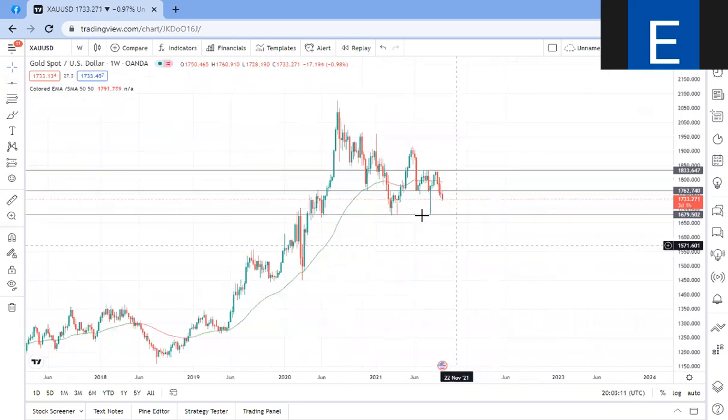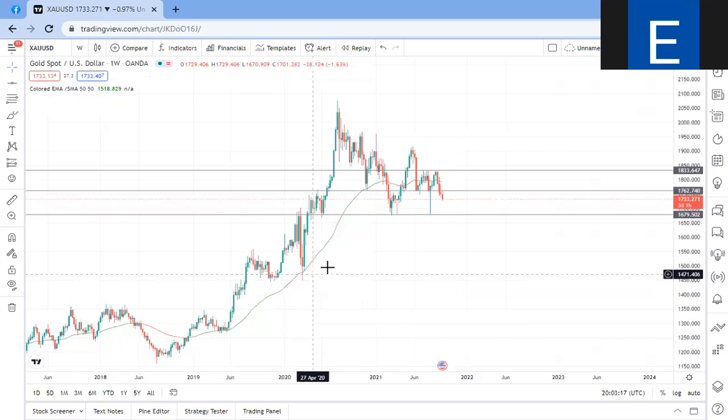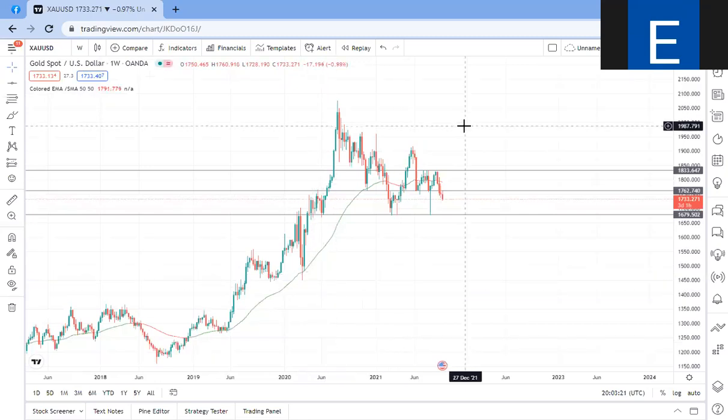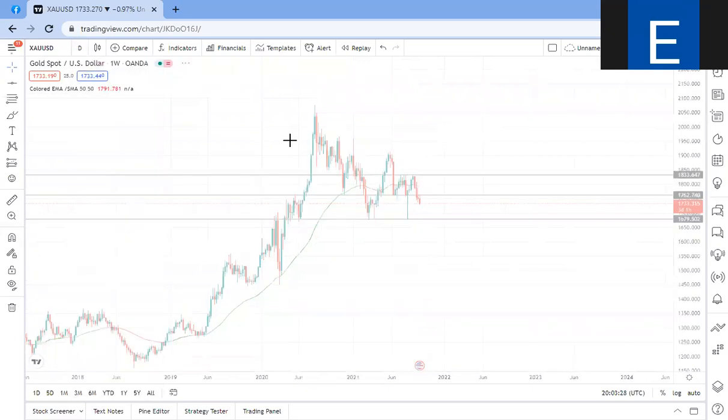So these are the closest horizontal levels to the current price. I could mark up all these levels at the bottom and at the top, but price is not close to those levels, so they are not that important for now. So let's go to the daily.